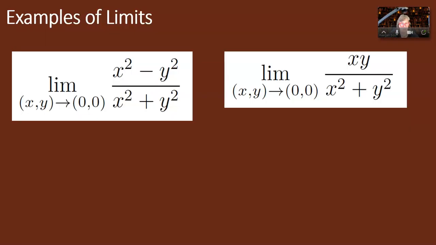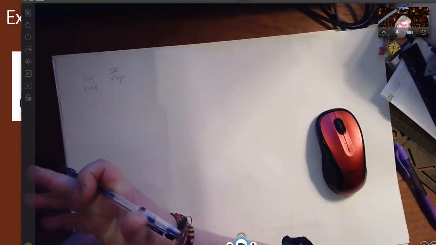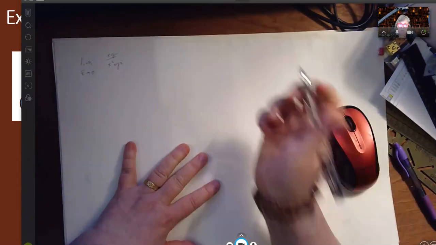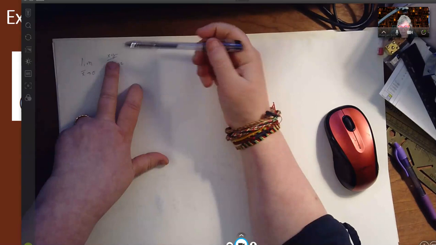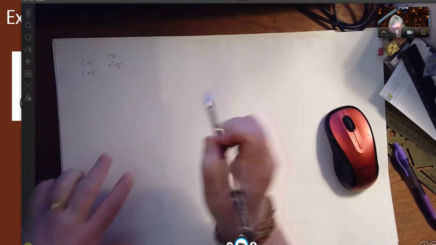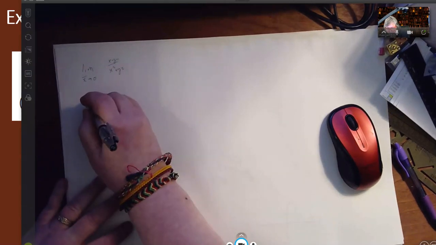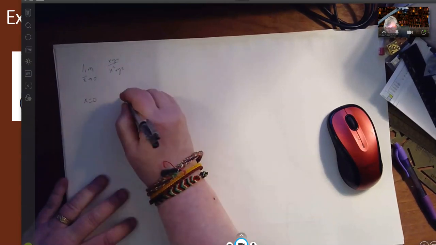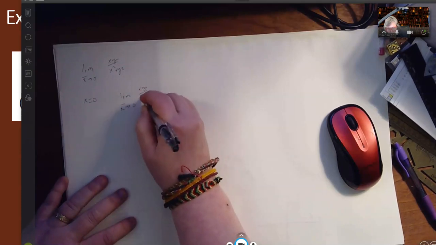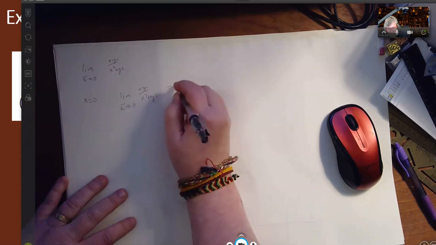We have the limit as x approaches 0, because that's going to be the easiest one to do, of xy over x squared plus y squared. Again, 0, 0 is the bad point. We can't put 0, 0 because we'd have 0 in the denominator. I also can't let x equal 0, y equal 0, because both times I'm going to get a 0. What I could do, though, is say, let x equal 0, in which case my limit of xy over x squared plus y squared is equal to 0.